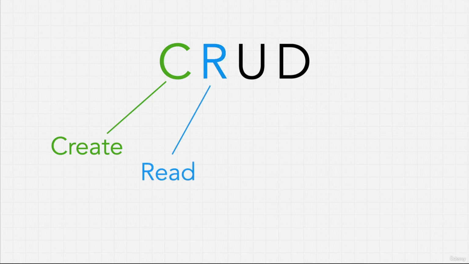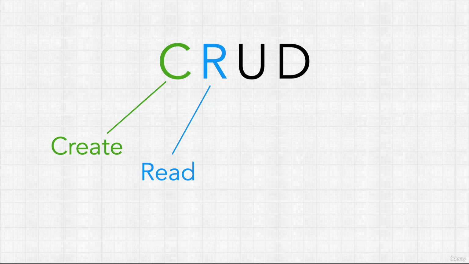CRUD represents the different ways that we can operate on stored data. This stored data usually lives in a database. And generally speaking, you can only perform 4 actions, which is what CRUD stands for. The C stands for create, so you can create data, of course. The R stands for read. Read just means getting data. You don't want to modify the data, you just want to retrieve the data.